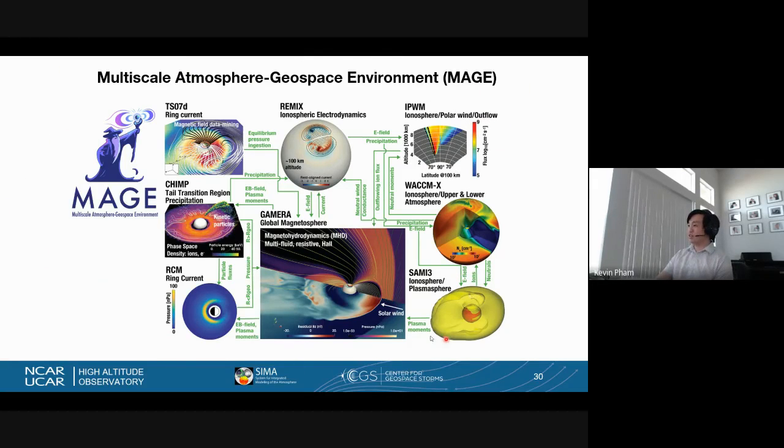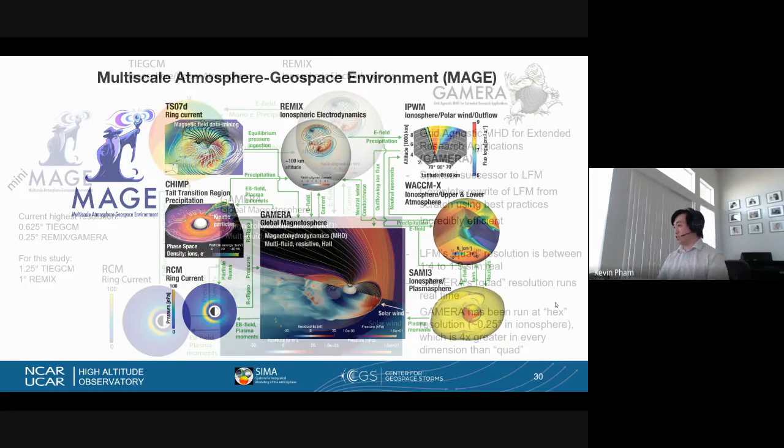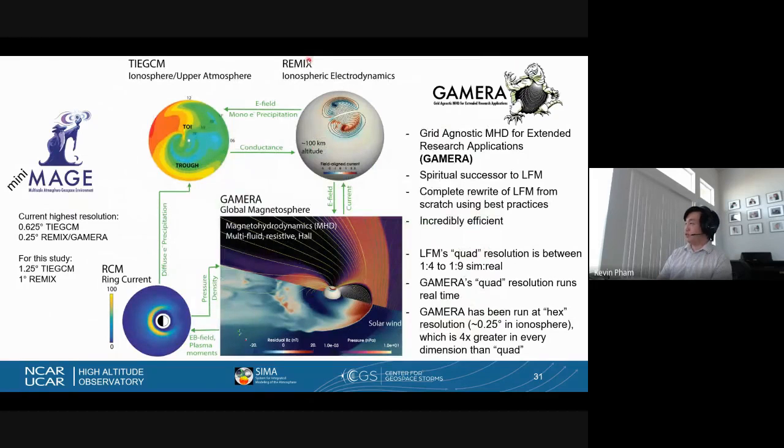So the vision for MAGE, the vision for the Center for Geospace Storms, which is a NASA DRIVE Science Center, is to create this large, coupled, and complex model. What we currently have is this much smaller version, where we couple Gamera to, instead of MIX, we now have REMIX, TIE-GCM instead of WACCM-X, and RCM, which is the ring currents. So similar to what we were seeing earlier, which is coupling a magnetosphere model to an ionospheric potential solver and TIE-GCM, we now have the inclusion of RCM, which is the ring current model.